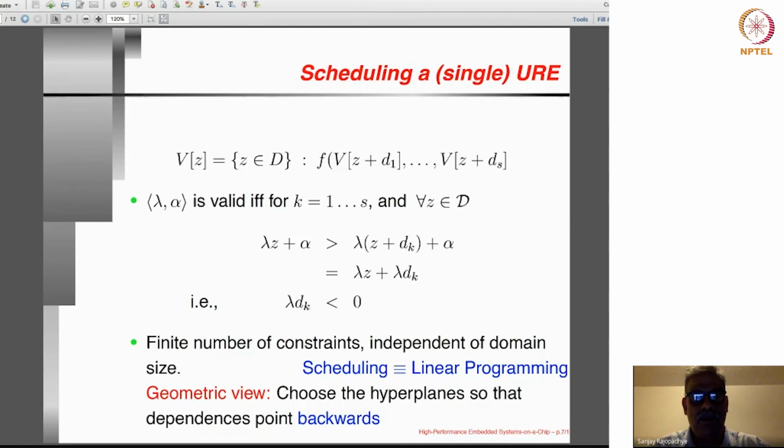All right. So I'm going to gloss over some of the details, but that is how you solve the scheduling problem: choose hyperplanes so that all dependencies point backwards.